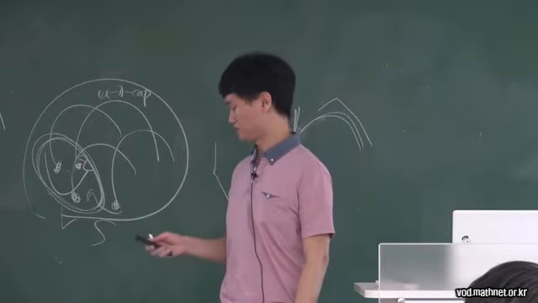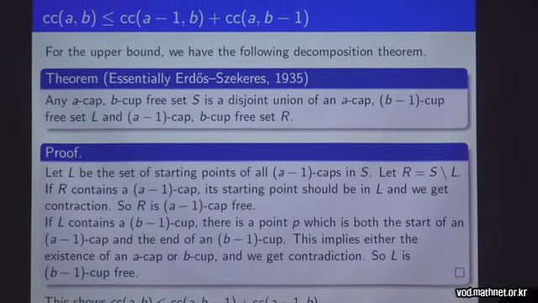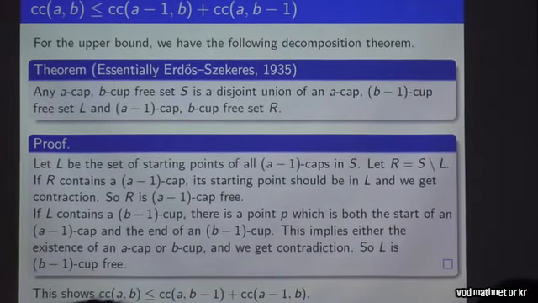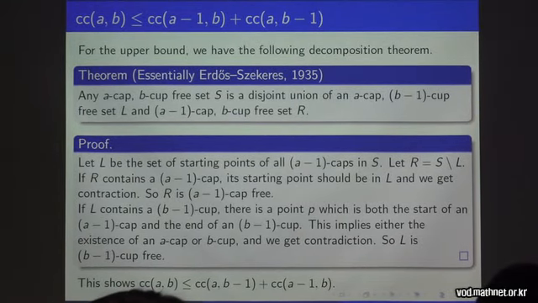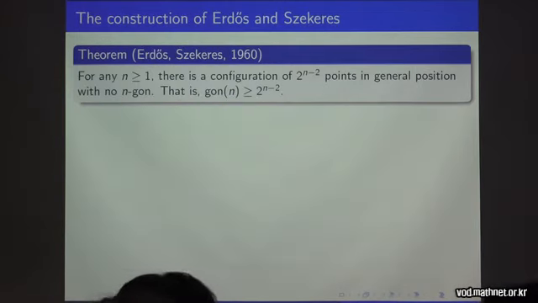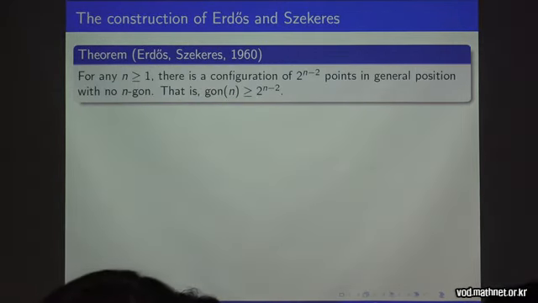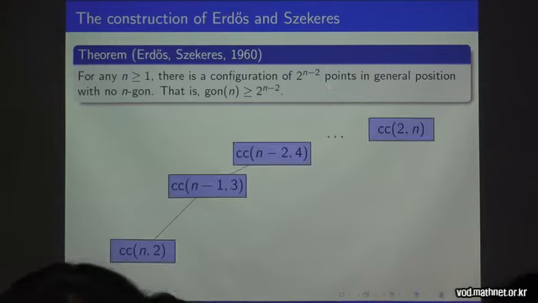So this shows the decomposition theorem, and we get the upper bound too. So we can see that for this cap-cup problem, everything is recursive. Any tight set can be divided into smaller tight sets. And the one that you mentioned, the lower bound, is here. Using this cap-cup construction, we can find 2^(n-2) points avoiding n-gon, like this.